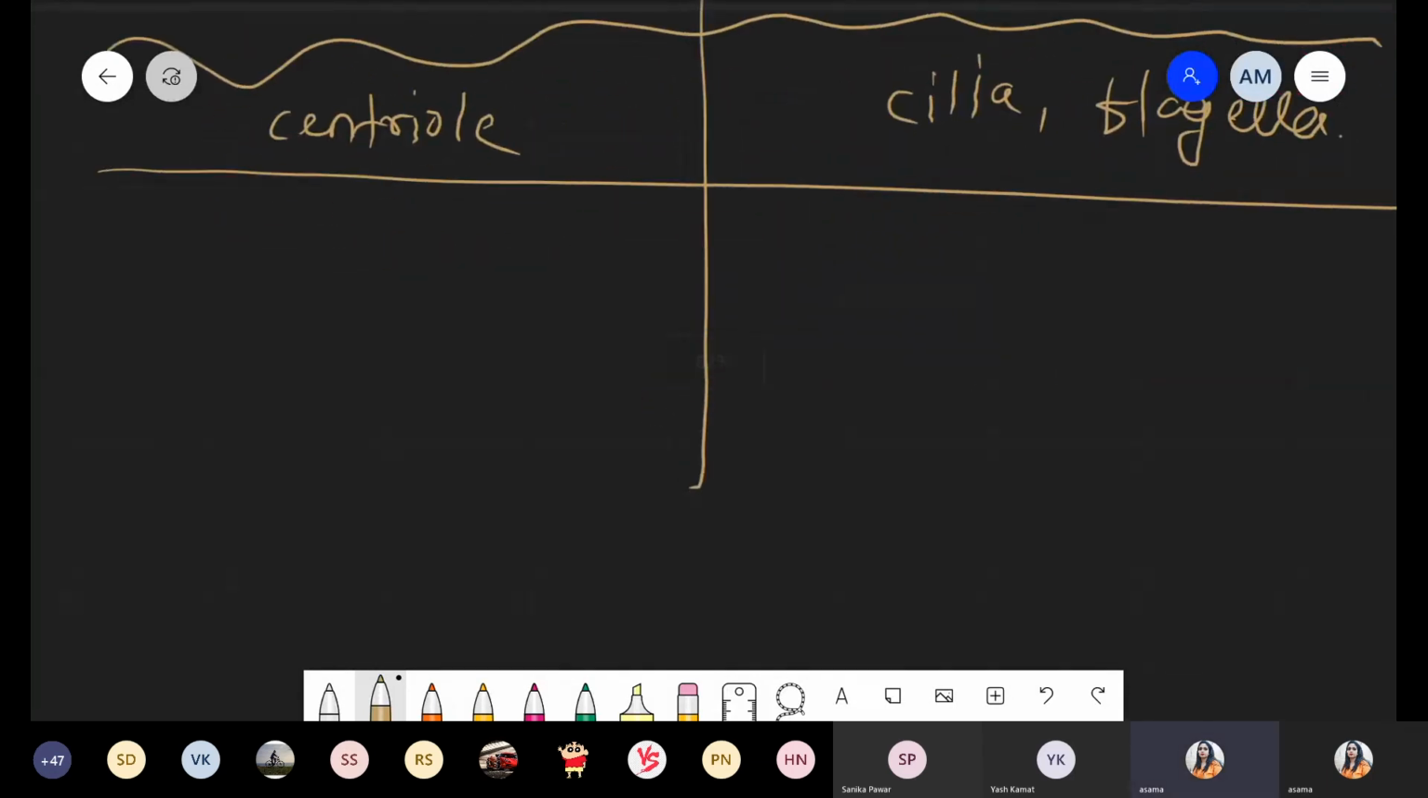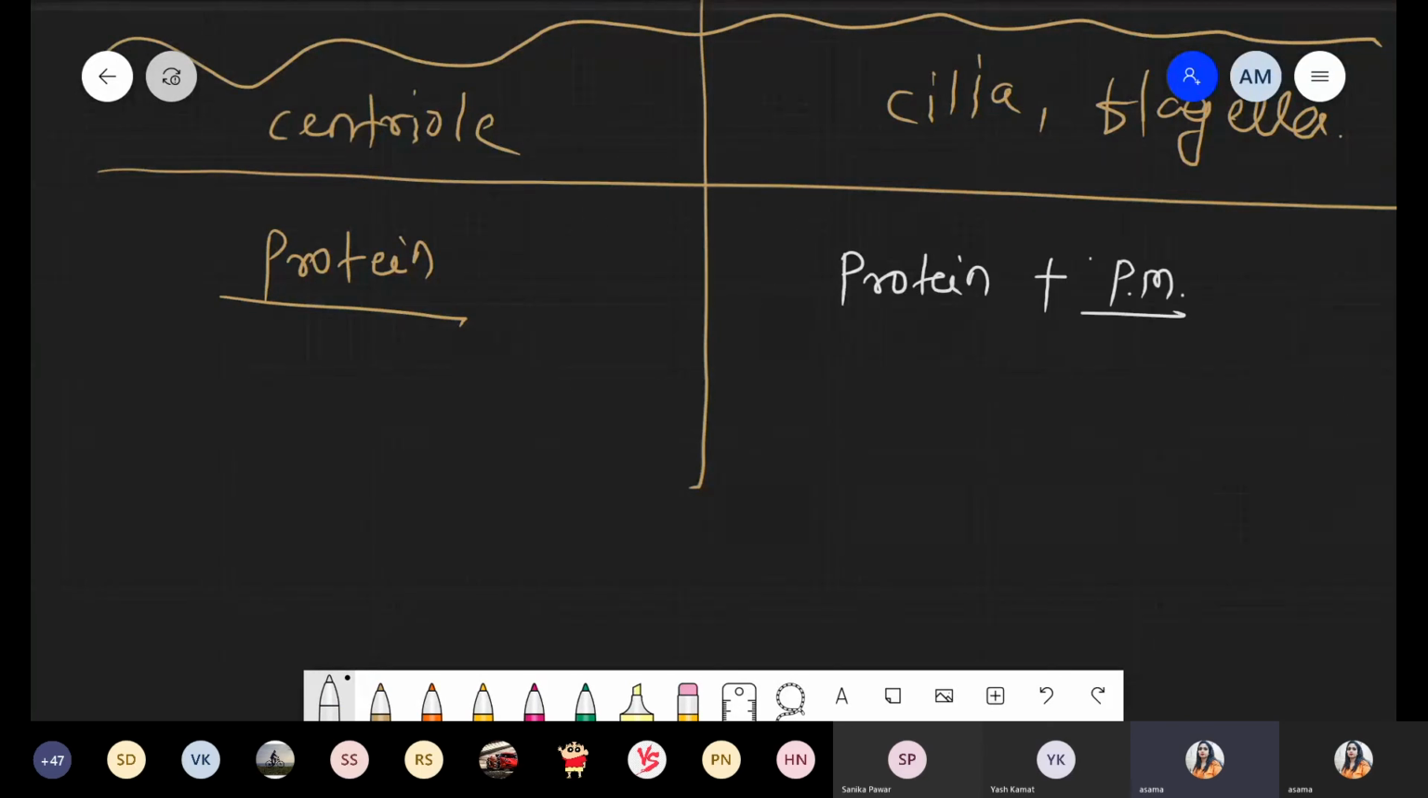So next point, that is the difference between the centriole and the flagella. As we discussed, the centriole is entirely made up of protein. And when we talk about cilia, there is a presence of protein, plus there is a presence of plasma membrane. And we know that the plasma membrane consists of lipid, protein, carbohydrate, and some other parts.